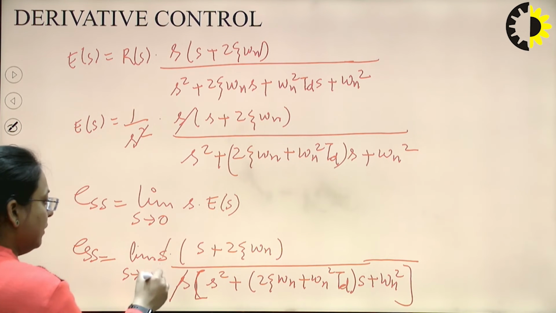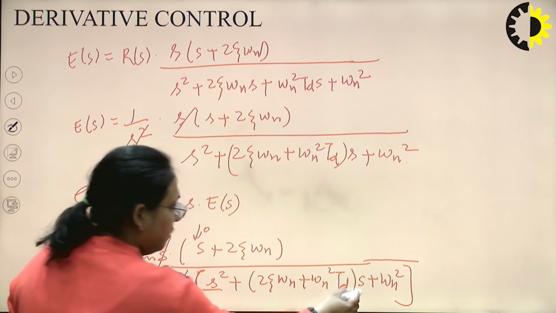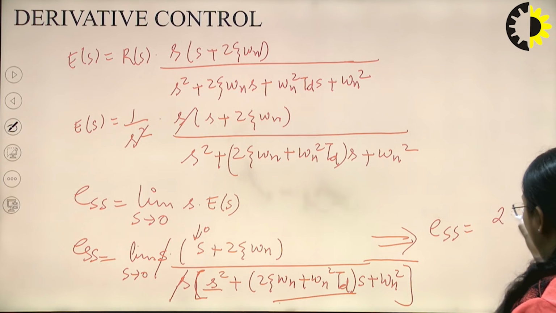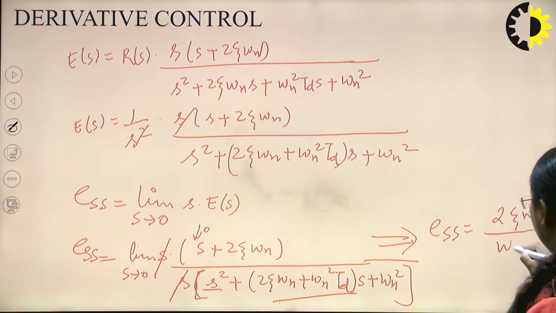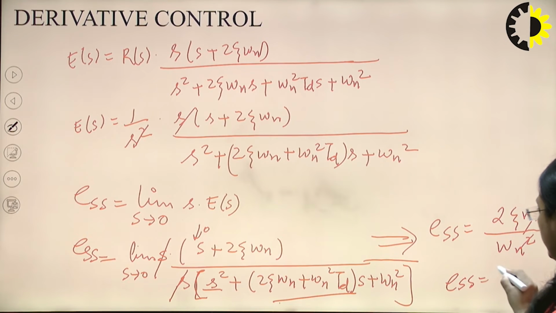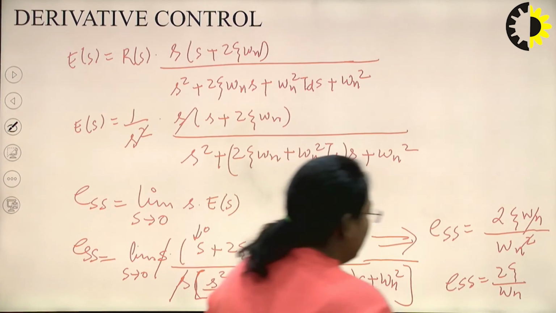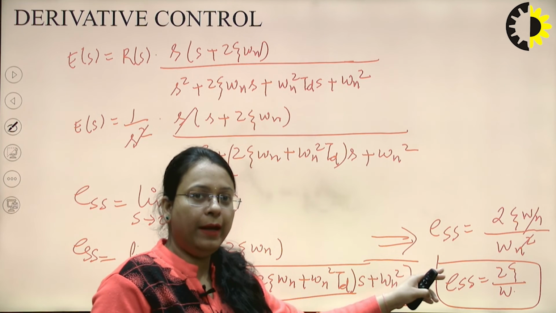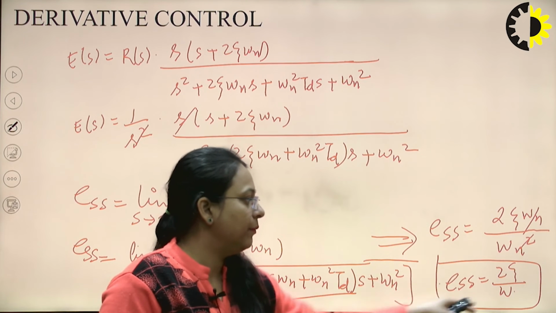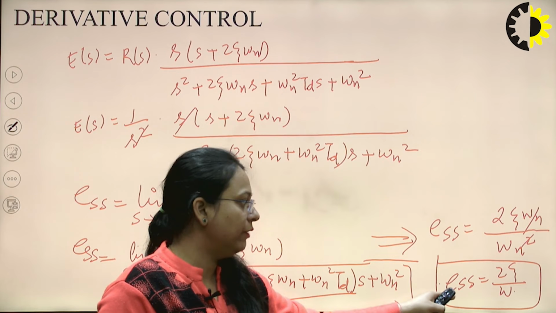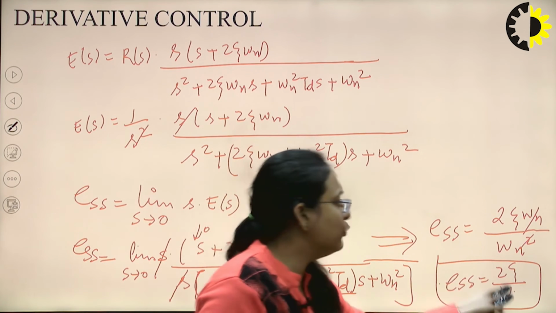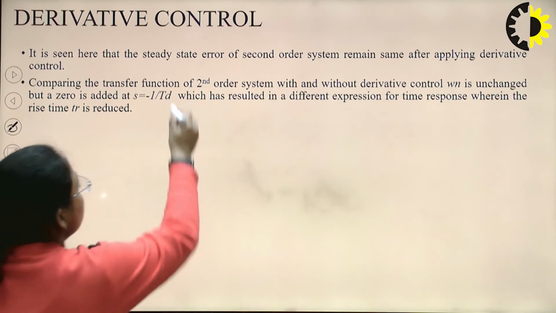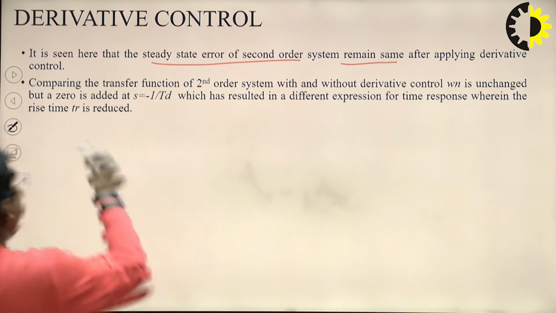Okay, so this s gets cancelled out, this term will become 0, and this term again will become 0. Now we are left with, let me write it out here only, ESS will be equal to 2 zeta omega n in the numerator upon omega n square in the denominator. That means we are getting the value of ESS equals 2 zeta upon omega n. So you can see there is no change in the steady state error when we have applied the derivative control in the forward path. This is same before and after applying the derivative control; the steady state error for the second order system comes out to be 2 zeta upon omega n. So we can conclude that the steady state error of second order system will remain same after applying the derivative control.